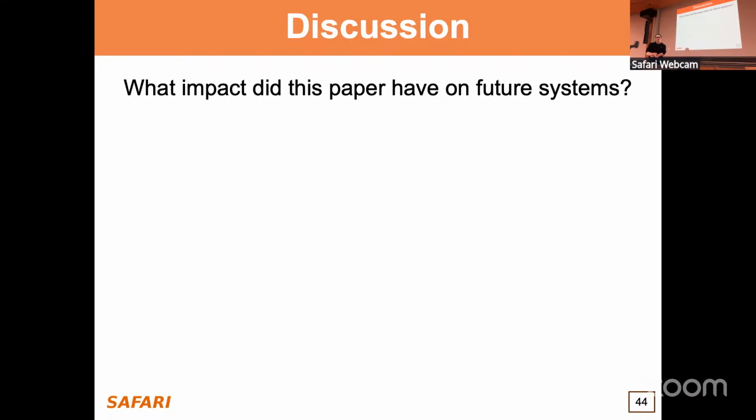So an important part about Tesseract is it came out in 2015. So of course, everything was a little bit different still. So a big question is, what do you think, what kind of impact did the Tesseract system paper have on future systems that came out later?